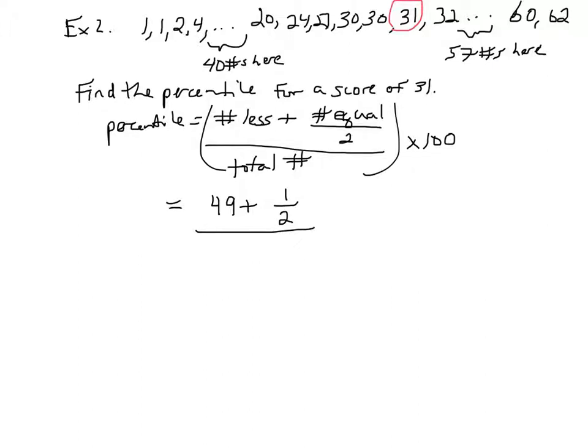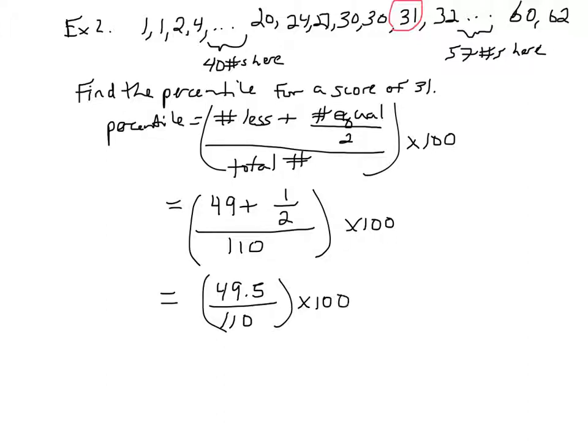So I had 49 that were less than. So 50, 51, 52, 53, plus another 57. It's going to equal 110. So there's 110 total numbers, all times 100. So this equals 49.5 over 110 times 100.